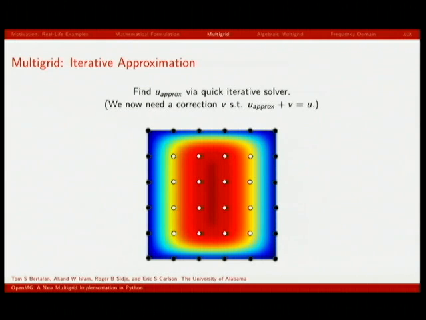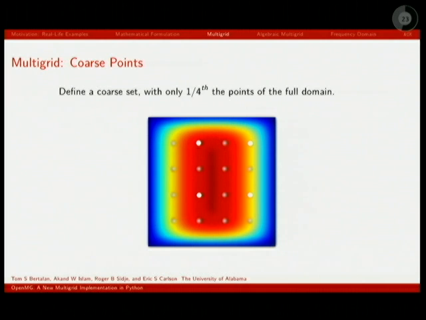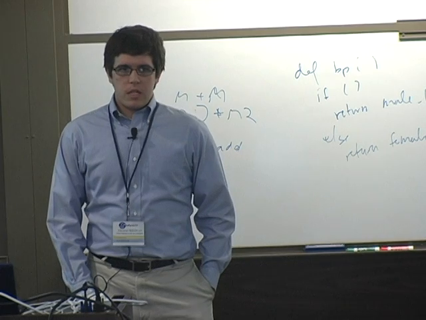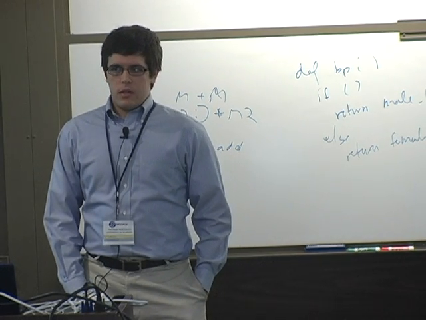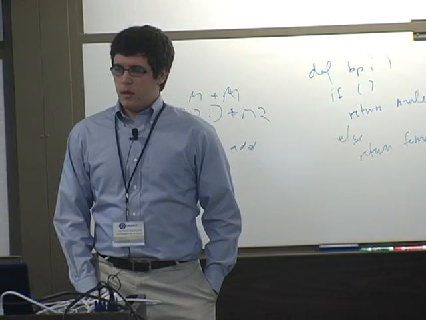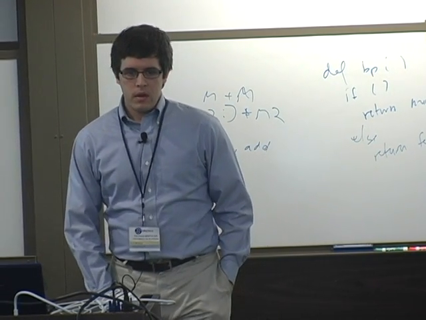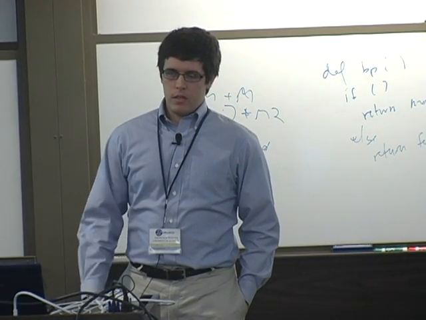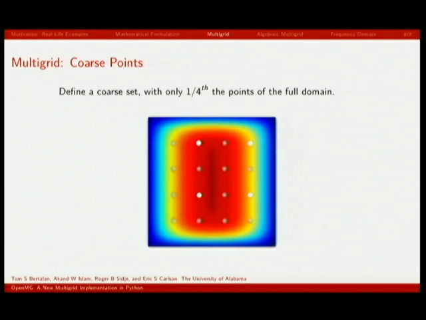But then you want to correct that with some kind of a correction factor, but rather than solving for the correction factor across the whole of the domain, you only solve in a subset of the points. So in this particular coarsening pattern, the coarse points are just every other one across for each of the dimensions. So you define this coarse set; in 2 dimensions it has 1/4 the number of points, and in 3 dimensions 1/8 the number of points.